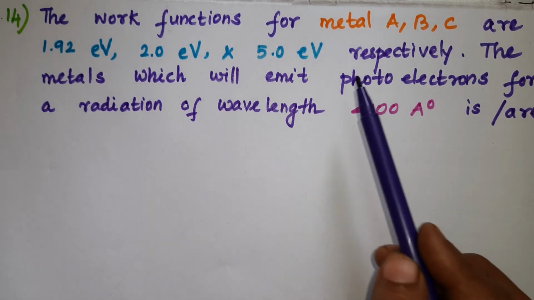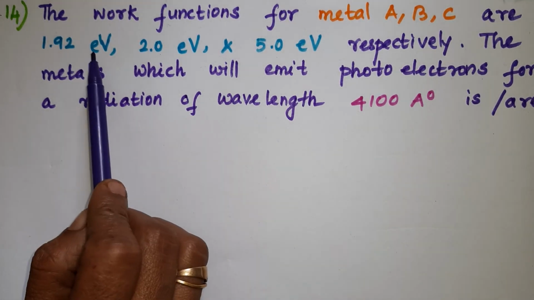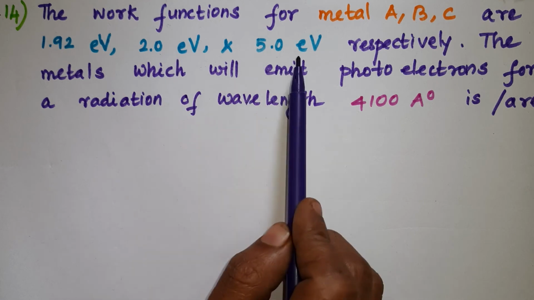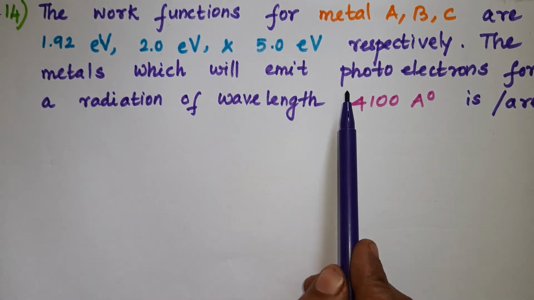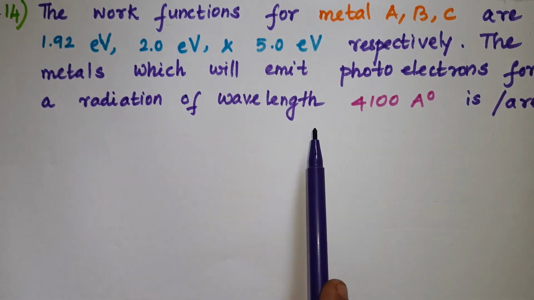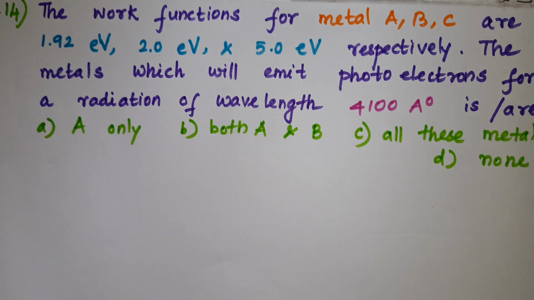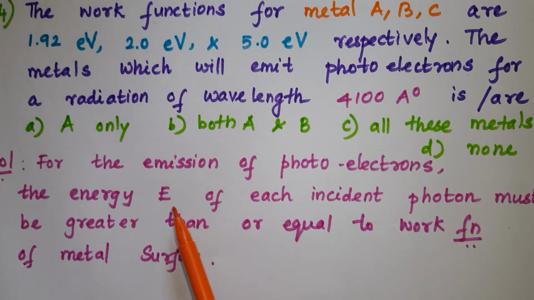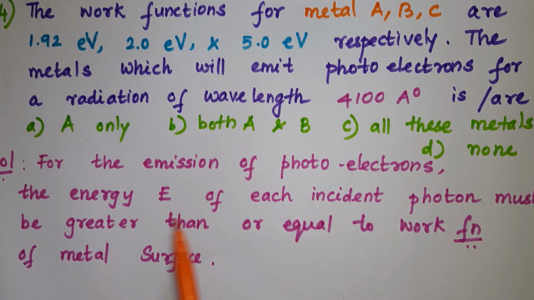The work functions for metals A, B and C are 1.92 electron volt, 2 electron volt and 5 electron volt respectively. The metals which will emit photoelectrons for a radiation of wavelength 4100 angstrom is asked. The solution: for the emission of photoelectrons, the energy of each incident photon must be greater than or equal to the work function of the metal surface.